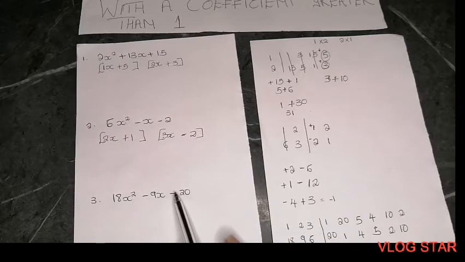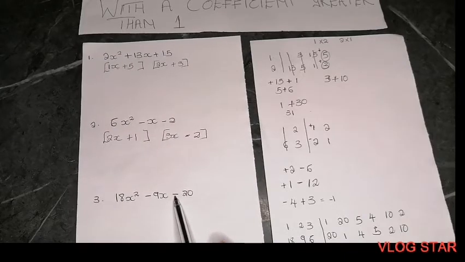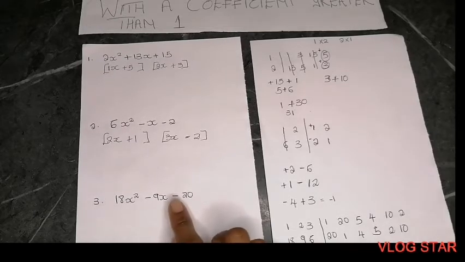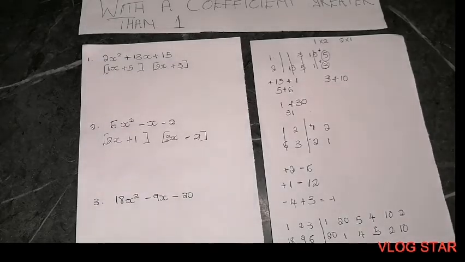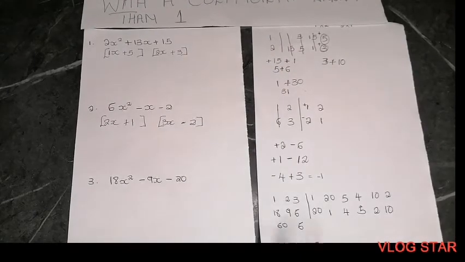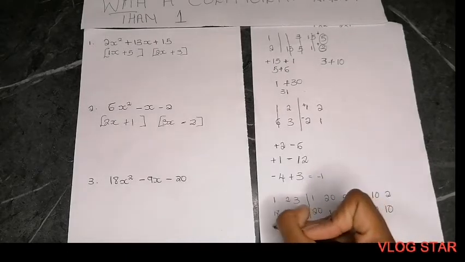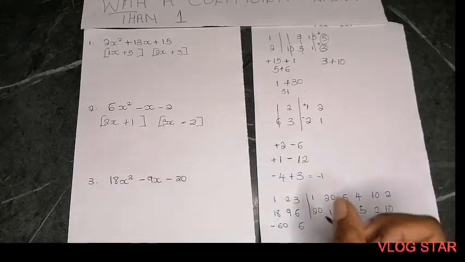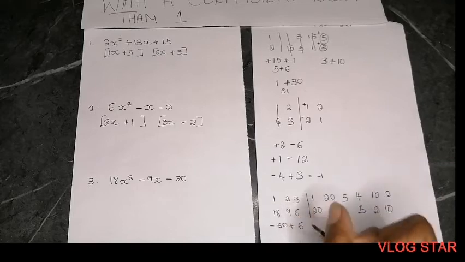What are the signs saying? The signs say that our numbers are going to have opposite signs, the bigger number taking the sign of the middle term. How do I know this? I know this because the last term is negative. So let's place our signs. Which is the bigger number? The bigger number is 60. 60 will be taking a negative sign, and then 6 will take a positive sign.